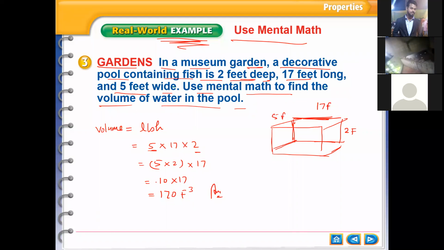Now, why does this question come in this chapter? Because we have used the associative property here. Whenever we are multiplying several numbers, we can associate them so that we can get a product of 10 or 100 or 1000 or 10,000. That is why I have arranged 5 with 2 so that I can get 10, and then it becomes easy to multiply 17 with 10. Is it clear?